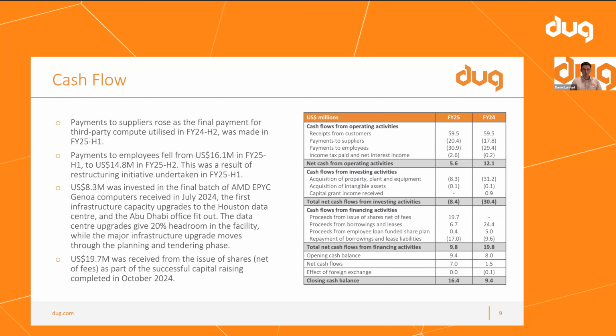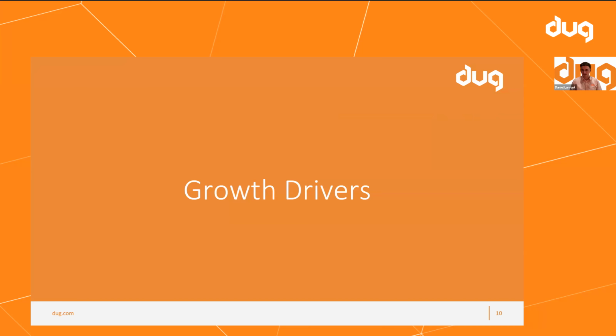Payments to employees fell, which is a result of the restructuring initiative. And then the acquisition of PPE, the main part of that is the final batch of AMD EPYC Genoas that we received in July 2024. We also had some initial waves of infrastructure capacity upgrades in Houston and the Abu Dhabi office fit out as well. I've touched on the capacity, so I won't touch on that again. And then we have the 19.7, which is the USD figure from the October capital raise net of fees. So I'll hand it back over to Matt now as we get back into the growth drivers and the business.